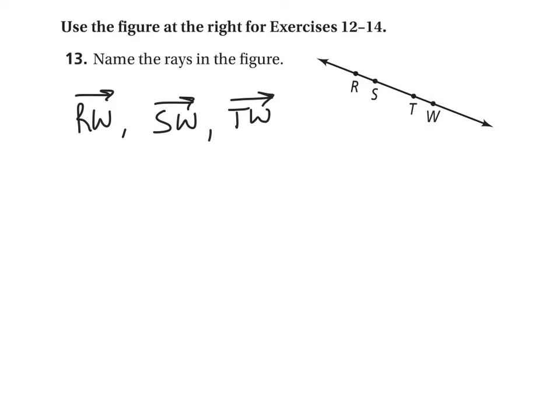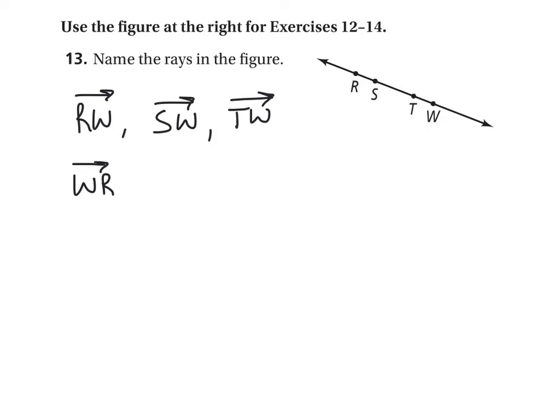If we start going in the other direction, we can again start back here at W and now go this way. Now again, this first ray can be named 3 different ways: ray WT, ray WS, ray WR. They are all the exact same ray, so you have to just pick a way to name it. So I'm going to go ahead and name it ray WR.